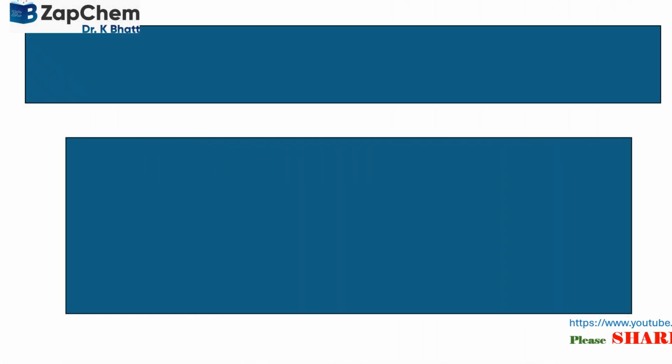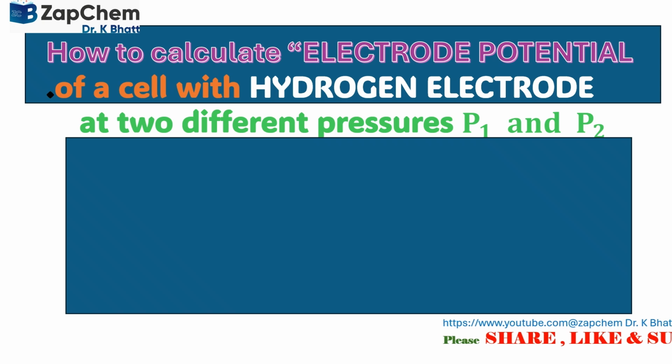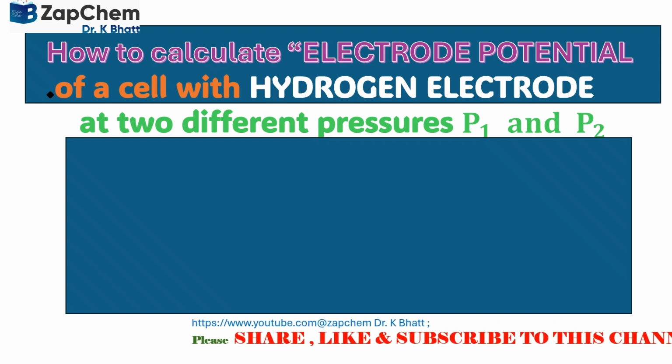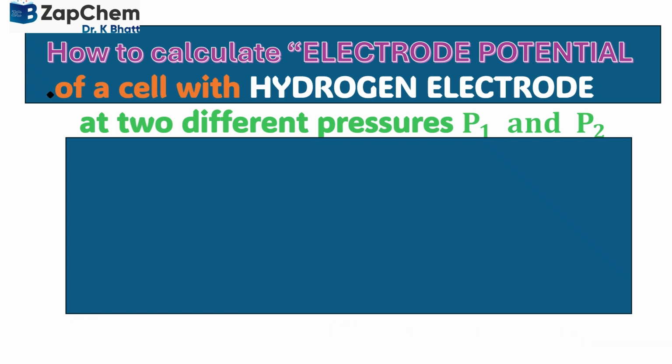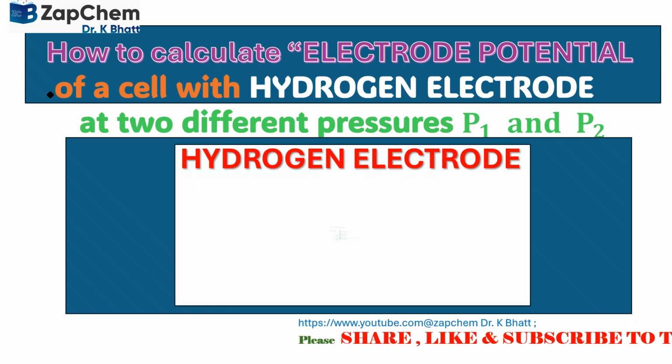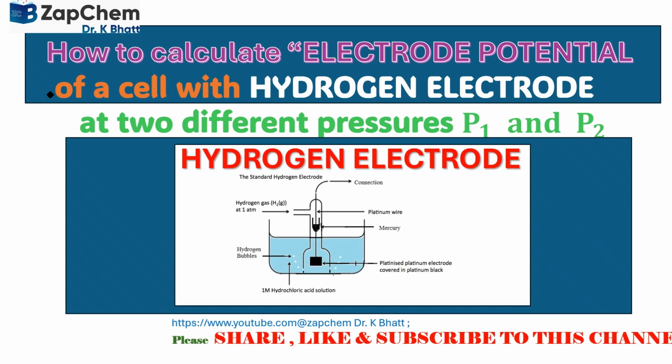How to calculate the electrode potential of a cell with hydrogen electrode at two different pressures, P1 and P2. So we need to know what a hydrogen electrode is. And here is the figure for the hydrogen electrode.